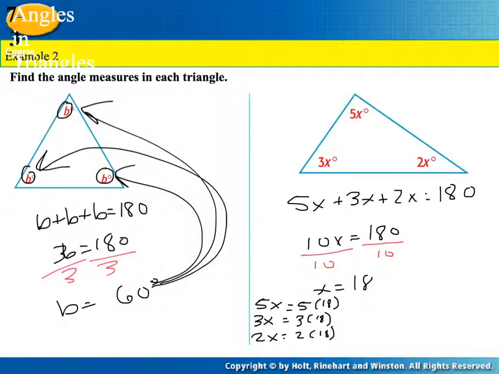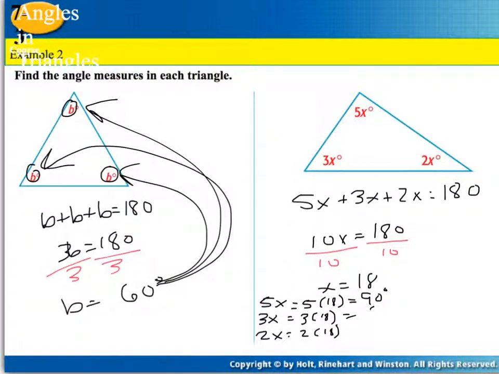When I solve, I will get my first angle, that 5x, is a 90 degree angle. 3 times 18, that is a 54 degree angle. 2 times 18, that's a 36 degree angle. All of these, again, 90 plus 54 plus 36, if you did it correctly, they add up to 180. Do those add up to 180? Yes. So once you get your x on certain problems like this, you need to plug it back in to solve for your angle measures.